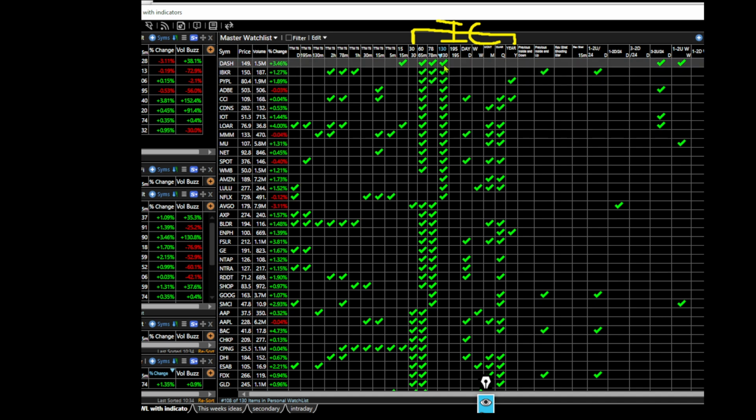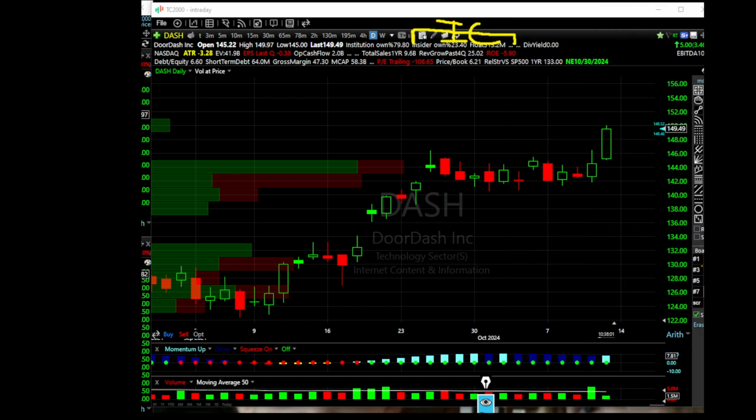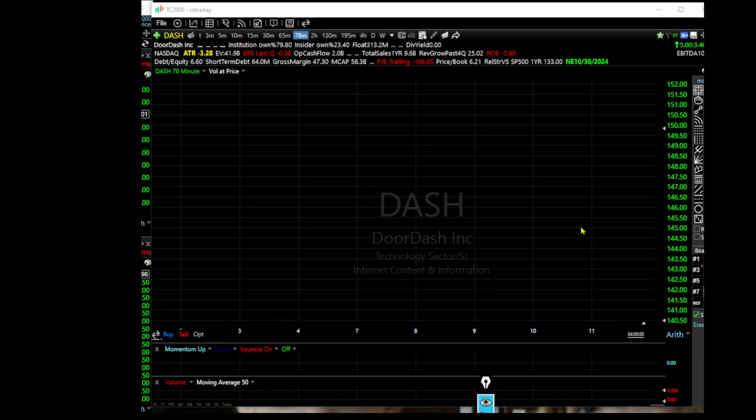So like Dash, for example, I know Dash has a beautiful chart. It's had a great TTM setup. Maybe I missed the TTM setup. How many of you guys didn't play Dash even though we said, hey, this is a beautiful chart? Oh, okay, well, crap. Man, I didn't get to play it. Dang. Well, that sucks. Man, is there a way I can get in this? Well, yeah.